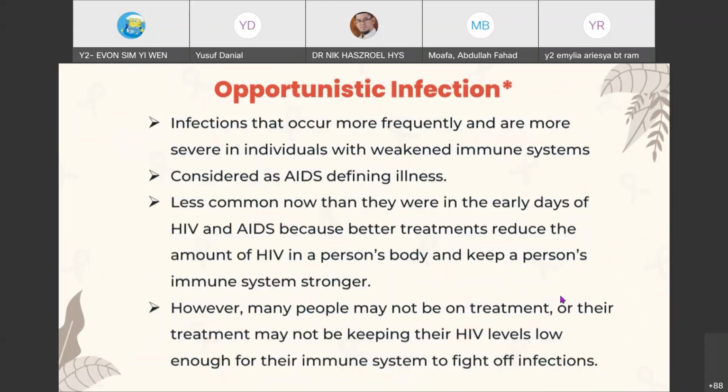Okay, so I'm going to continue my presentation about the opportunistic infection. Opportunistic infections are infections that occur more frequently and are also more severe in individuals with a weakened immune system, including people with HIV, and are considered AIDS-defining illness, as I mentioned just now. Opportunistic infections are less common now than they were in the early days of HIV and AIDS, because nowadays we have better treatments to reduce the amount of HIV in a person's body and keep the person's immune system stronger. However, many people with HIV still develop opportunistic infection because they may not know of their HIV infection, or they may not be on treatment, or that treatment may not be keeping their HIV levels low enough for the immune system to fight off the infection.